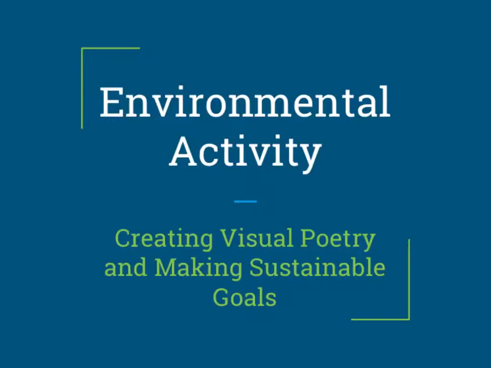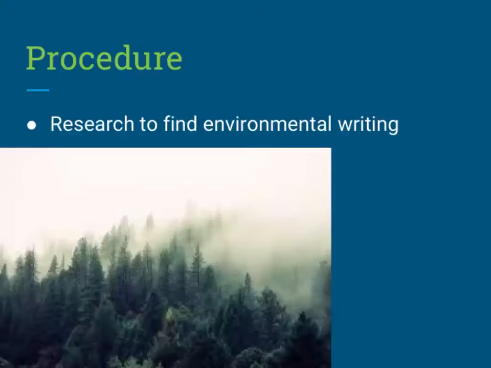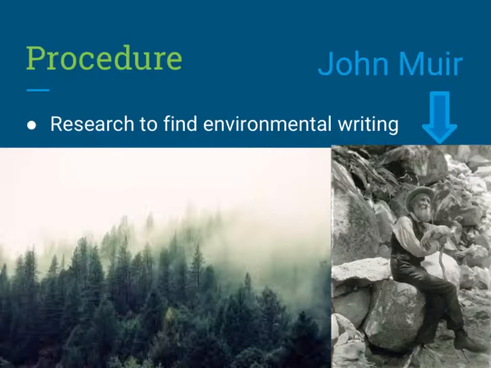So, let's learn about the environment while creating visual poetry and making sustainable goals with this exciting activity. To begin, do some research and find environmental writing. This sample can be a poem or story related to nature. One of my favorite environmentalist writers is Muir. There are so many more though, so do some research to find writing that you relate to.